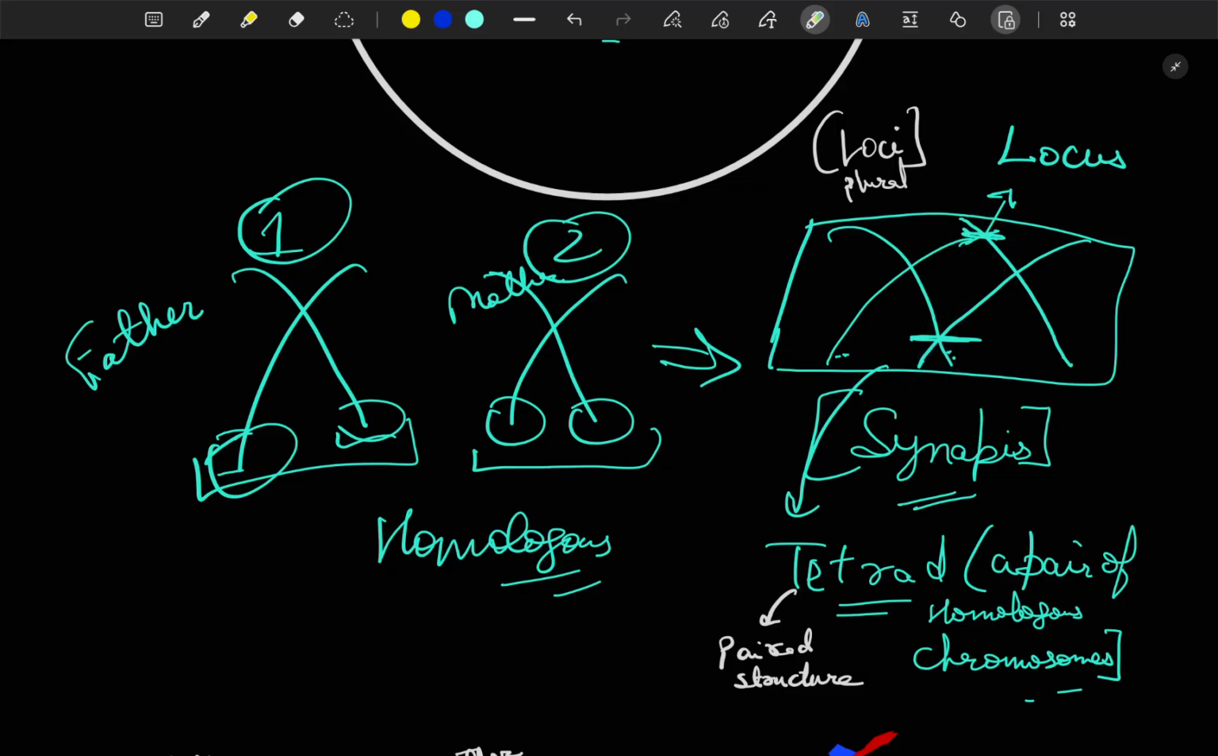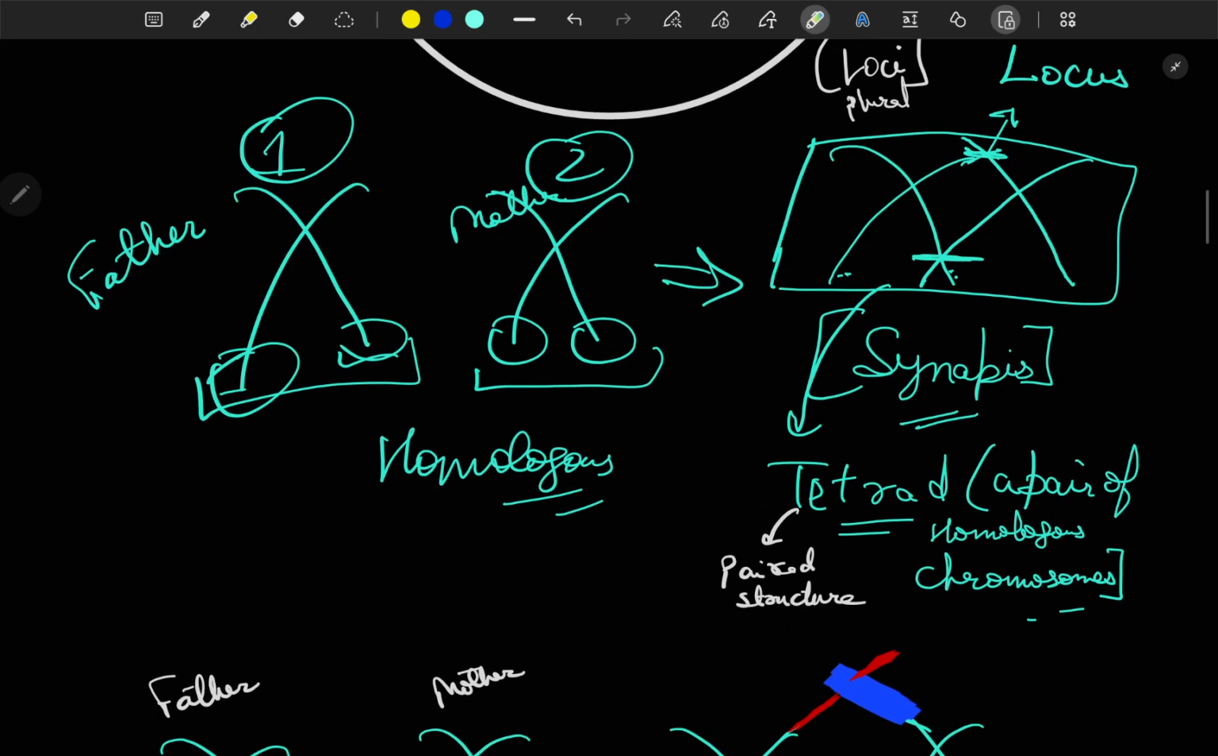This thing is called synapsis. The connection, or we can say the pairing, between these two chromosomes is called synapsis. The point where they meet is known as the locus. This paired structure is called a bivalent or tetrad. Why? Because there are four chromatids here: one, two, three, four.